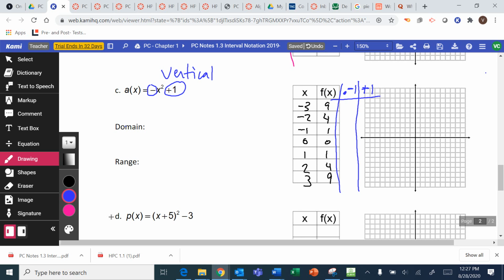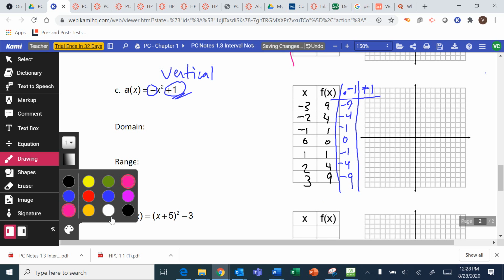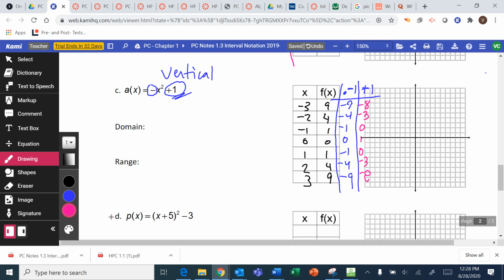Okay, so we are taking this -1 that is being multiplied by x squared, and because it is out of the x squared, we are going to multiply all of the y values by -1. And then after that, we have a +1, and again, that's vertical. So we will add 1 to all of the y values. Okay, and then we will graph our outermost x and our outermost y.